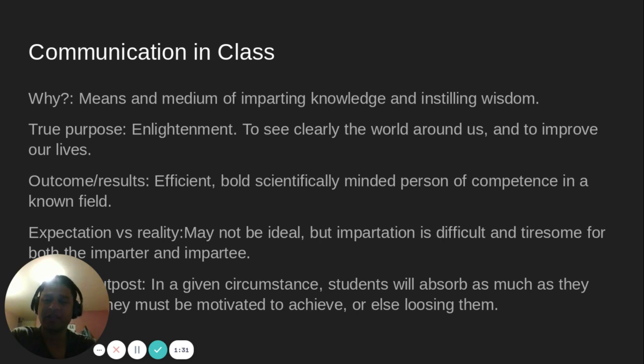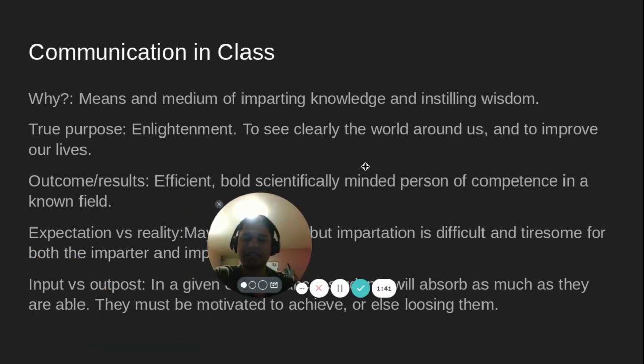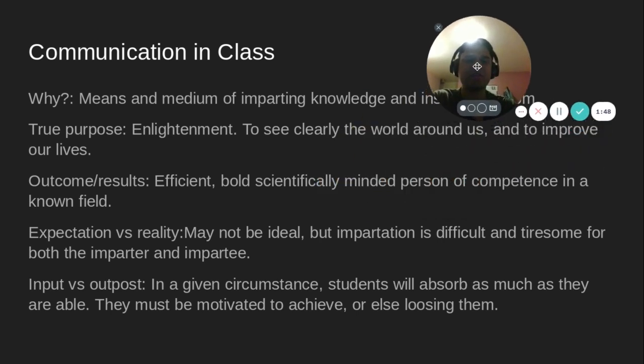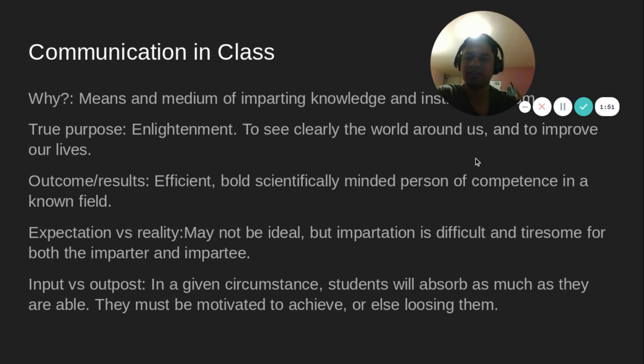Expectation versus reality may not be ideal, but impartation is difficult and tiresome for both the imparter and the impartee, because the student and the educator need to work together. Input versus output. In a given circumstance, students will absorb as much as they are able. Most of the time they are willing and able, but under circumstances they cannot proceed further. They must be motivated, however, to achieve, or else we risk losing them.